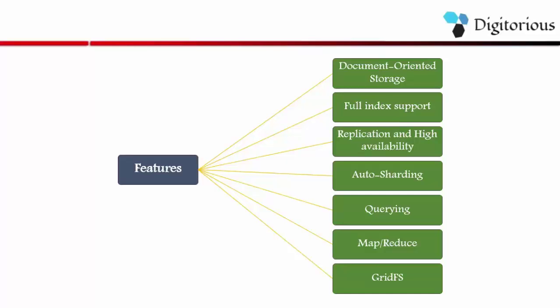Then replication and high availability. Replication provides redundancy and increases data availability. With multiple copies of data on different database servers, replication protects a database from the loss of a single server. Replication also allows you to recover from hardware failure and service interruptions. With additional copies of the data, you can dedicate one to disaster recovery, reporting, or backup.